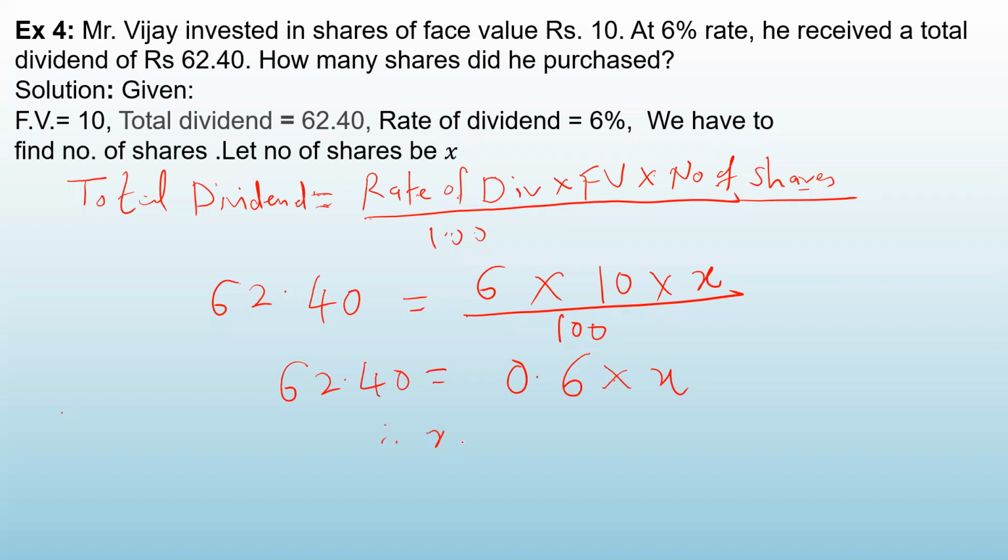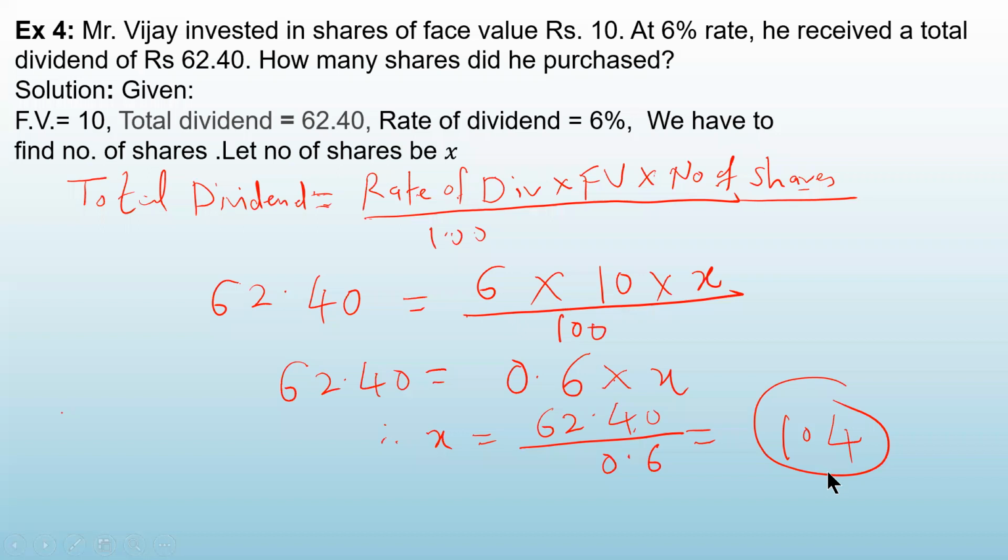If you have to find out the value of this X, this term has to be shifted to the other side, so it will divide. So 62.40 divided by 0.6. Find out how much it is. It comes out to be 104. That means the value of X is 104. And what was our X? It was the number of shares. Therefore, the number of shares he purchased is 104.